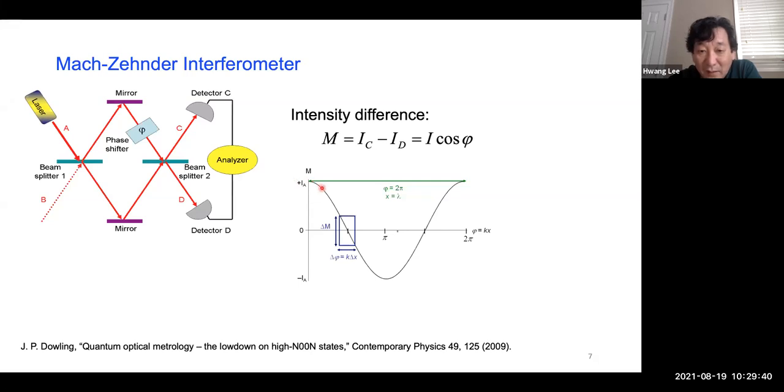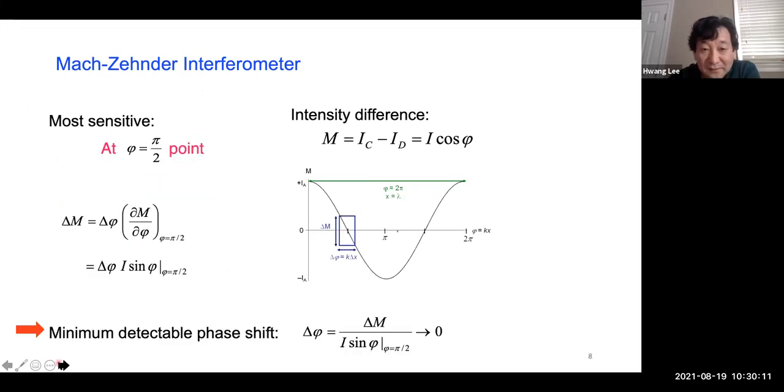So we plot this output as a function of this phi, and it gives a cosine curve. Given that signal, you can infer the phase difference. Reading the signal gives you the phi value. That's simple. Now, if the signal has some uncertainty, or several repeated experiments give you different values, then there is an uncertainty associated with that.